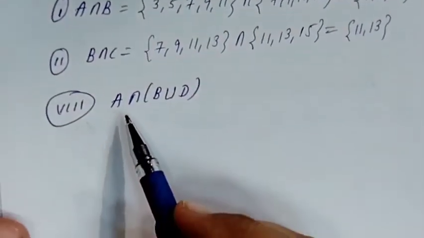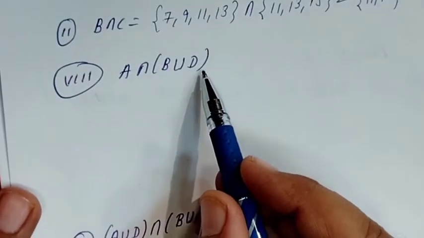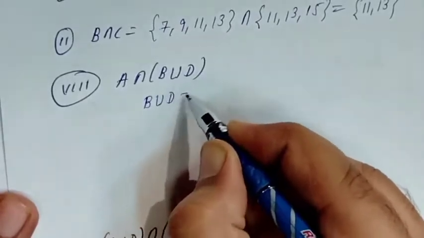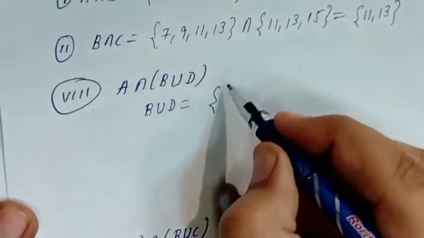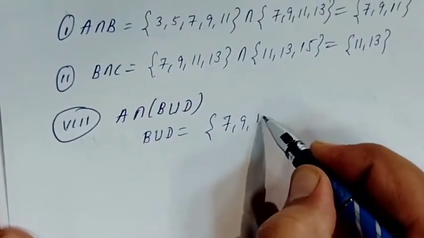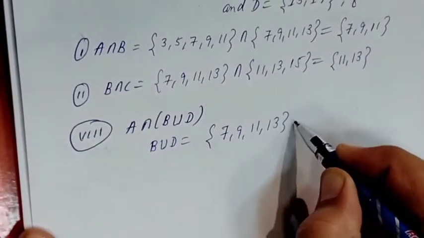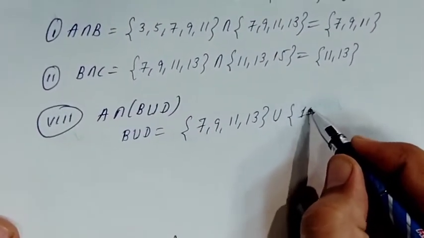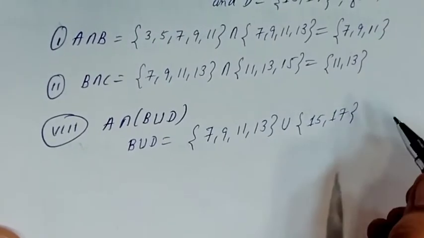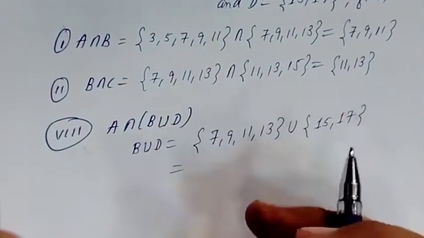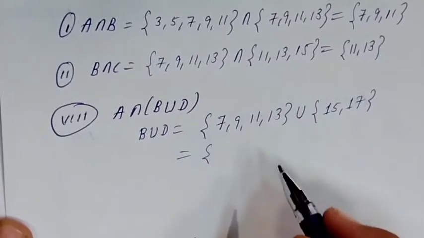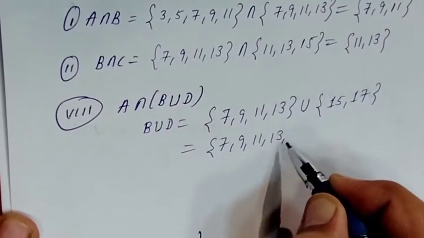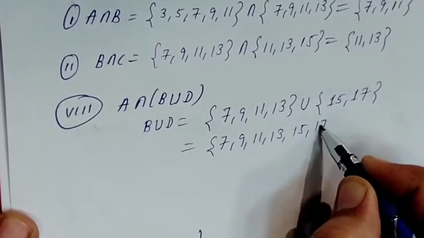And here we have to find A intersection (B union D). So first of all we have to find the bracket. So B union D. B is what? 7, 9, 11, 13. And union D is what? 15 and 17. Union means mix, add both, combine both. So it will be 7, 9, 11, 13, 15, 17.